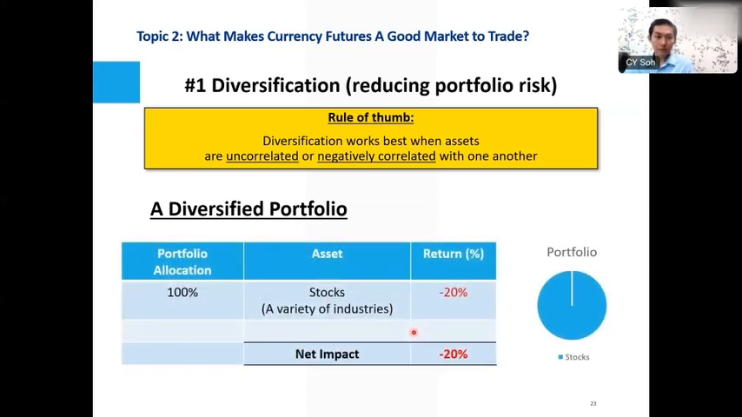So let's have a look at an example of how to build a diversified portfolio. Some of you may be coming from a stock background, where you trade stocks and 100% of your portfolio consists of stocks. If your whole allocation is 100% in stocks, and the general stock market is down by 20%, theoretically your stock portfolio may have a net impact of coming down by 20%. So even though you may have diversified across different industries of stocks, you are still affected. How about adding a negatively correlated or uncorrelated asset?